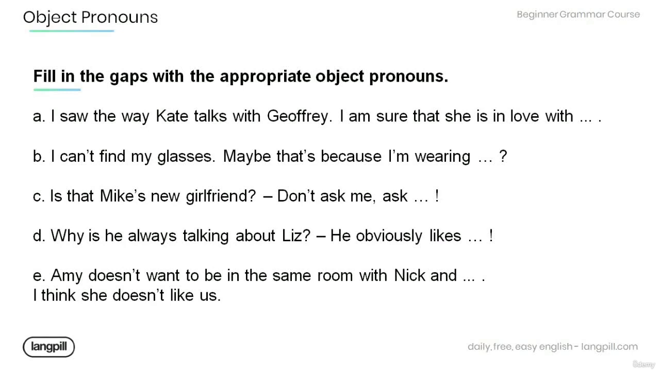Now, time for you to practice on your own. Read the following sentences and fill in the gaps with the appropriate object pronouns. A. I saw the way Kate talks to Jeffrey. I am sure that she is in love with blank. B. I can't find my glasses. Maybe that's because I'm wearing blank. C. Is that Mike's new girlfriend? Don't ask me, ask blank.